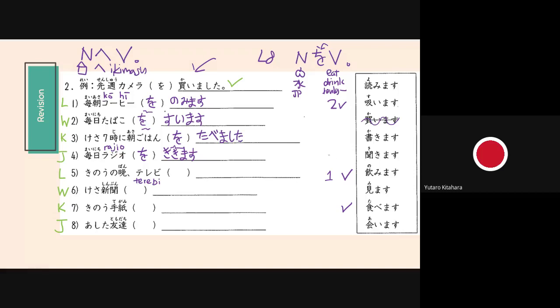Number 4. Kichimasu. Hi, sanban. Okay, so Lisa, go back. Kino no ban terebi o mimasu. Mimasu. Correct. Okay, mimasu, which is here. Okay, number 5. Mimasu is to see or watch, right? Last night I watched TV.